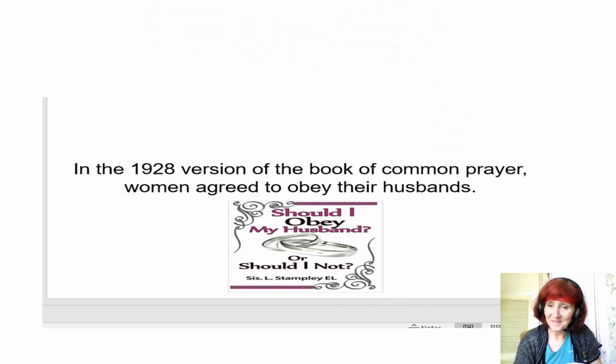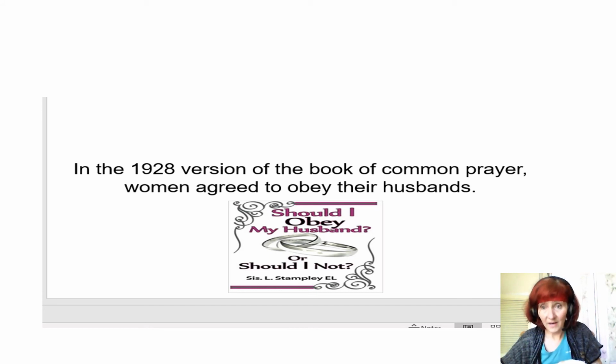Right, this one. In 1928, the version of the Book of Common Prayer, women agreed to obey their husbands. So the Book of Common Prayer is obviously a religious book. Religion did play a much greater role in people's lives back then. So having it written that it is your religious duty to obey your husband, what impact would that have on women's lives?